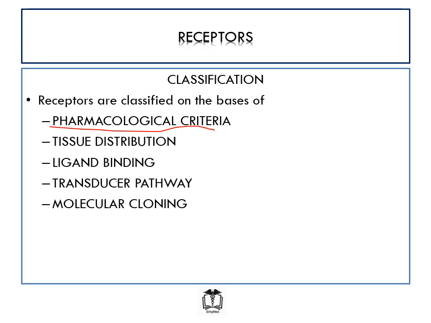Classification based on tissue distribution just talks about the distribution of receptors across different tissue types. You have some receptors found largely in the CNS, some found largely in the PNS. We have some receptors found largely in the stomach, some in the heart, some in the lungs. And just based on how they are distributed, we could subclassify some receptors and designate them based on where they are found.